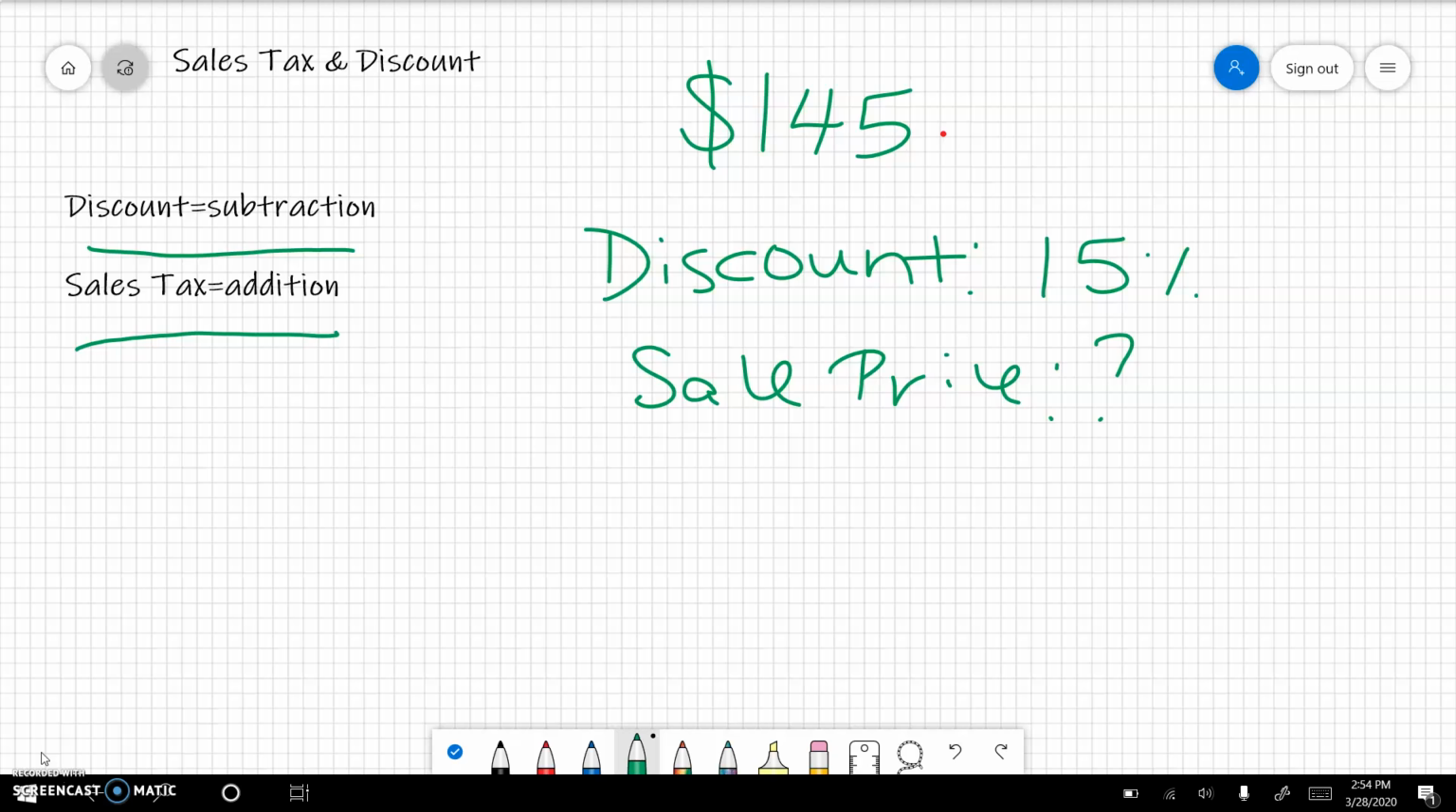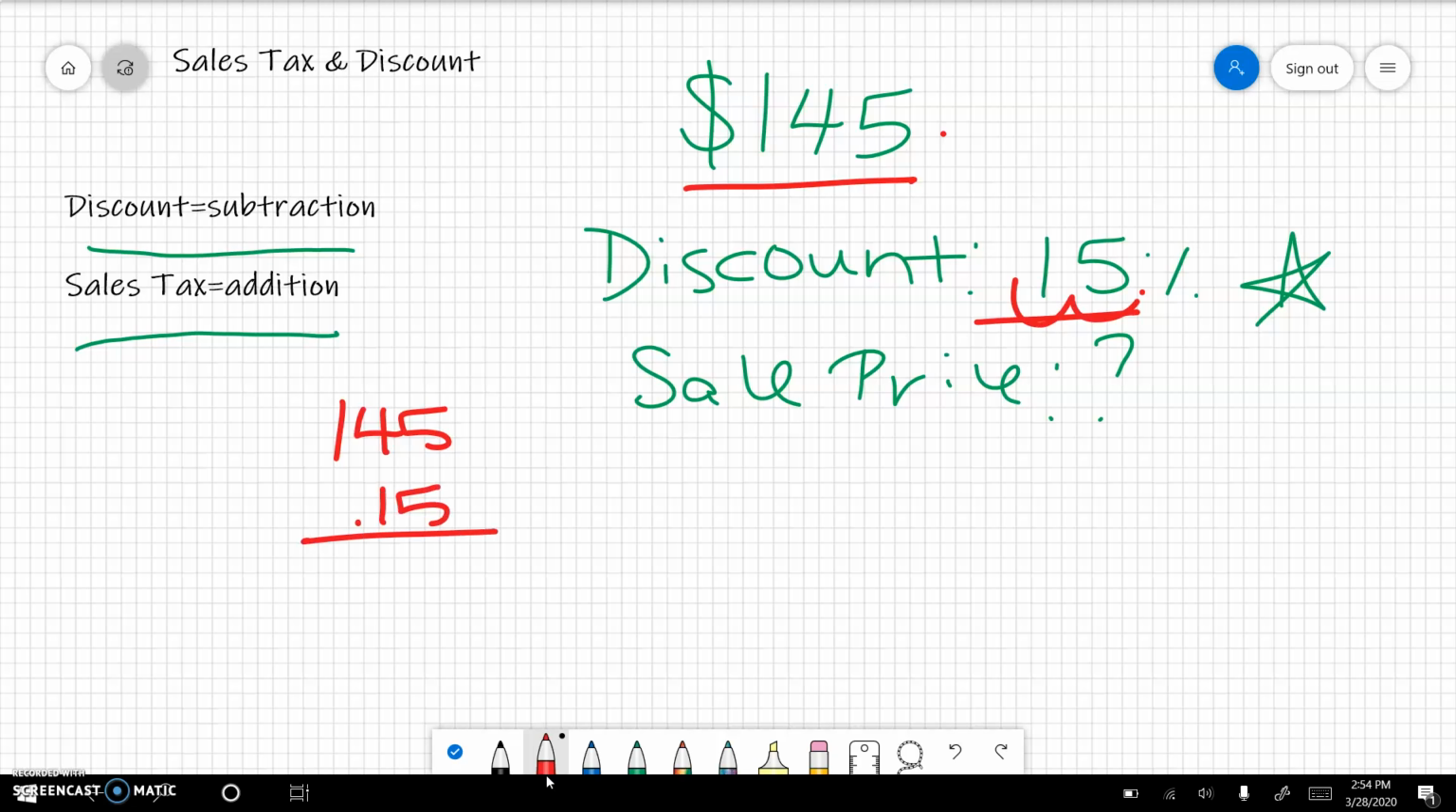Just like we've been doing, the first thing you're going to do is change your percent here into a decimal. And you should remember that to do that, you can add a decimal at the end and move it over twice. So what I'm going to have is $145. You take your original price times your discount times 0.15.